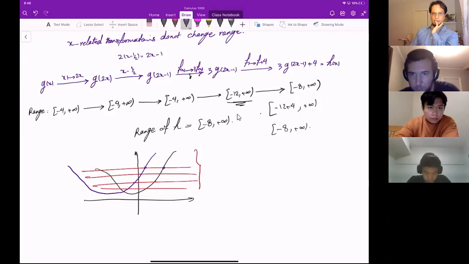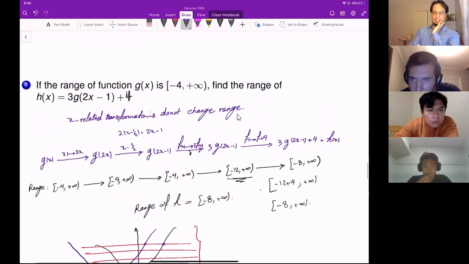They ask, wait, if g of x's range is given, how can you find h of x like that? What was the connection between their two equations? No, it was given. It was given like that. Is that the question? Maybe Sinan, I missed the question.